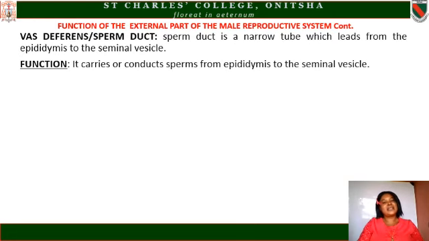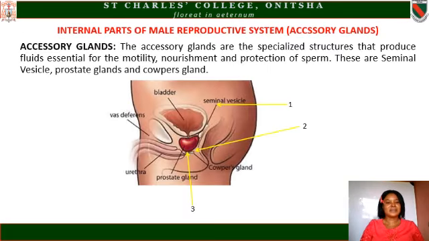Now, another one is vas deferens or sperm duct. This one is just a narrow tube which leads from the epididymis to the seminal vesicle. And the function is that it carries or conducts sperm from epididymis to the seminal vesicle.